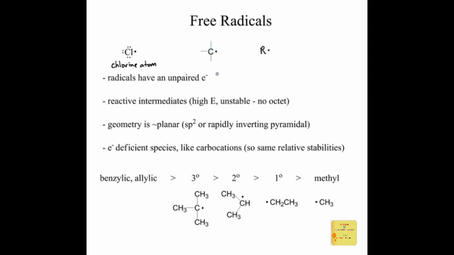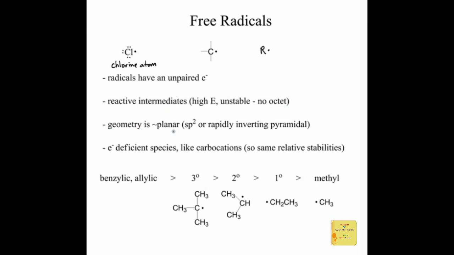So most radicals that we're going to be dealing with in our organic mechanisms are going to be neutral species. Still, they are reactive intermediates. They are high energy and unstable, even though they're neutral, and that's because they're missing an octet, right? We always know we want to have this magic number of 8 electrons, so if you have an odd electron anywhere, then you can't ever be at 8.